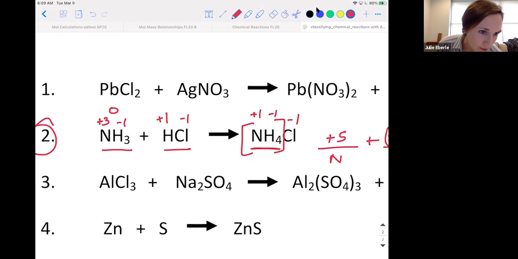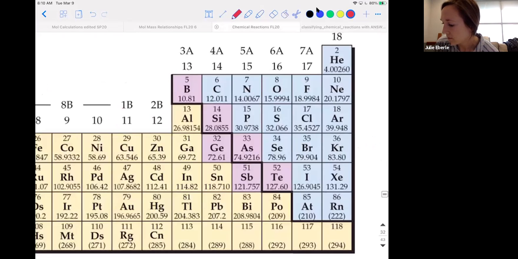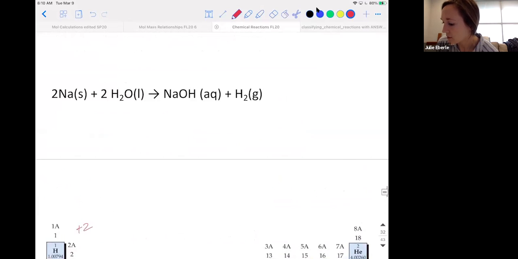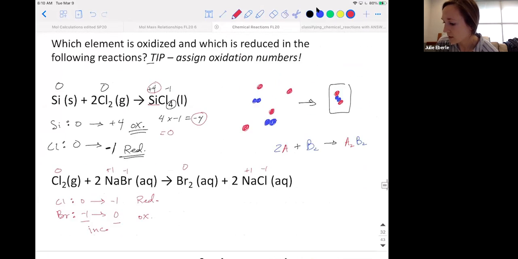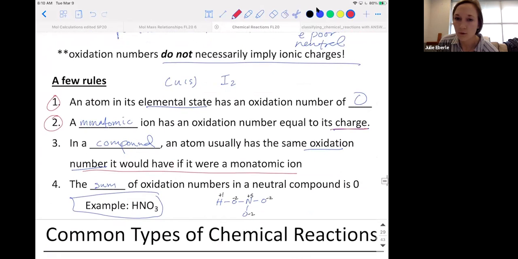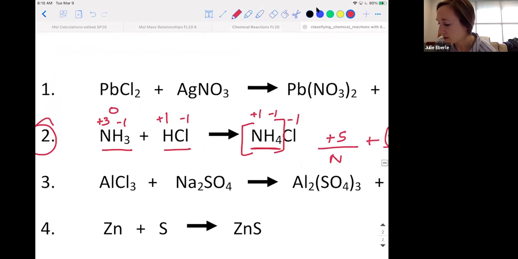Why does it add up to 0? Can we go over oxidation reduction? Okay, so that has to go back to, if you slide over to the chemical reaction slide, let me answer this question really quick. When you assign oxidation numbers, we talked about the rules right here. Remember these rules for assigning oxidation numbers. Rule number 4 says the sum of oxidation numbers in a neutral compound is 0. So that's ammonia in this case. And NH4 is different because it's a polyatomic.